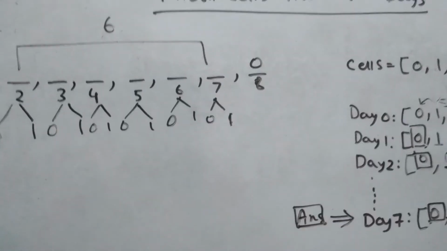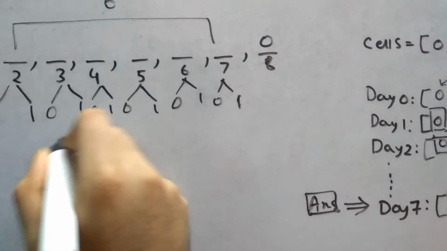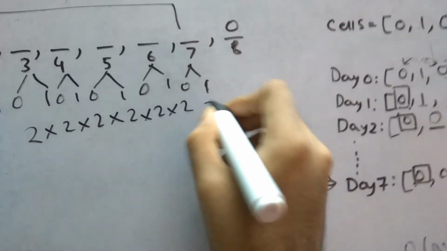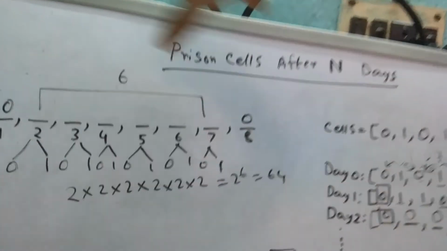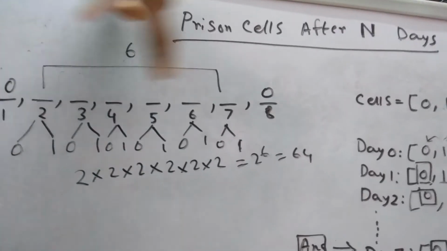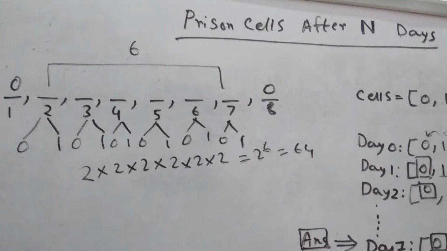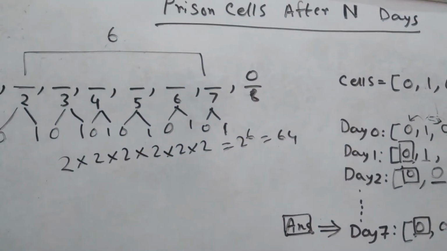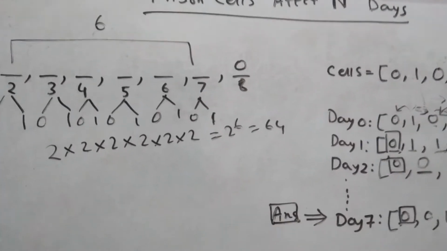So at most, how many possible combinations are there for 6 vacant spaces? That is 2 into 2 into 2 into 2 into 2 into 2, which is 2 to the power 6, equal to 64. So there can be only 64 combinations of zeros and ones placed between these two zeros. After that, the same values which we already got will be repeated, like a cycle is formed. Once a cycle is formed, we can tell from the size of the cycle how many operations we need to do. We don't need to do the whole n operations.